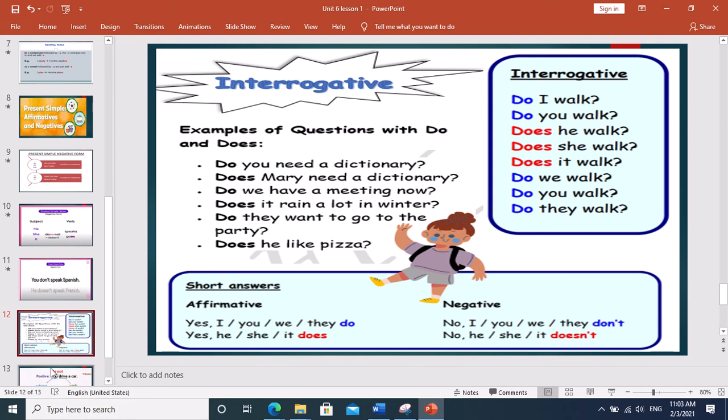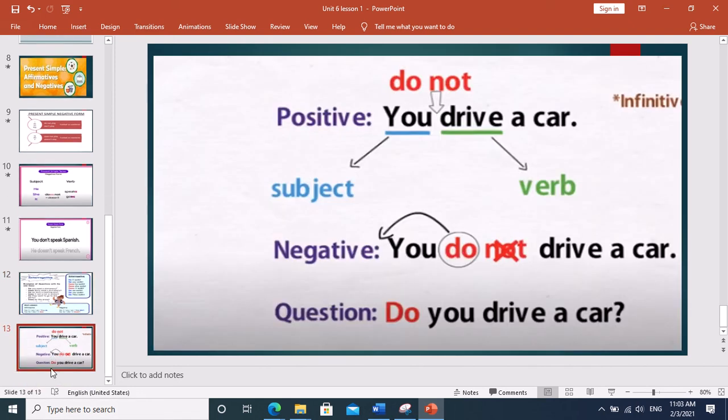Okay guys, let's see the last one. I have here, you drive a car. You, it's a plural personal pronoun, so I have drive here, my verb in infinitive. How can I make a negative? You will take what? Don't. You don't drive a car. How can I make a question? I have you, so I have to put do. Do you drive a car?